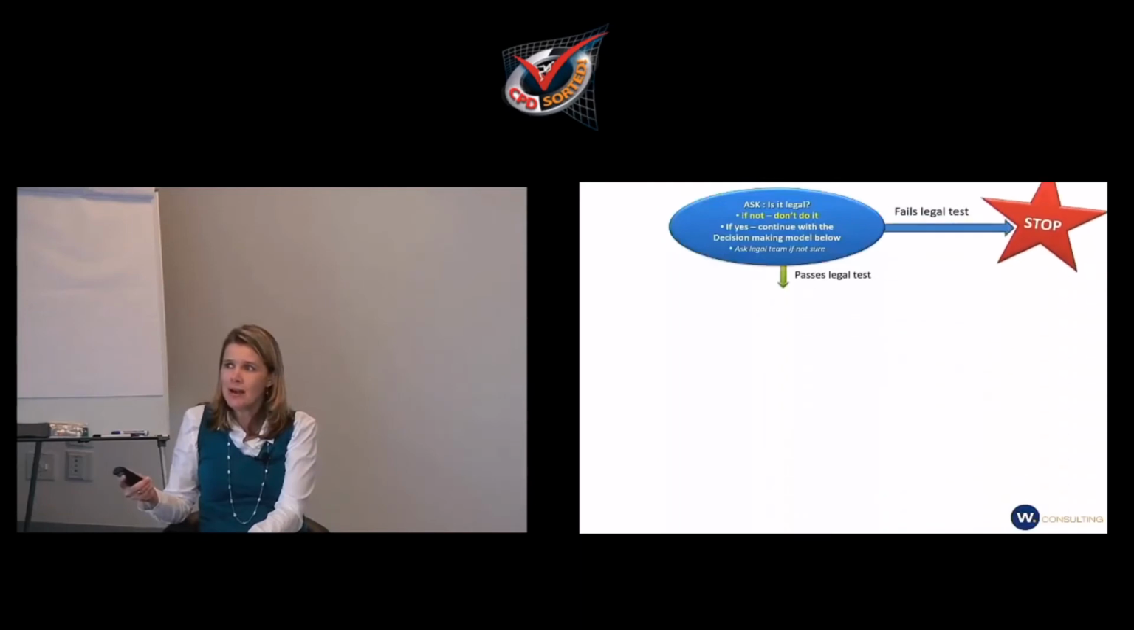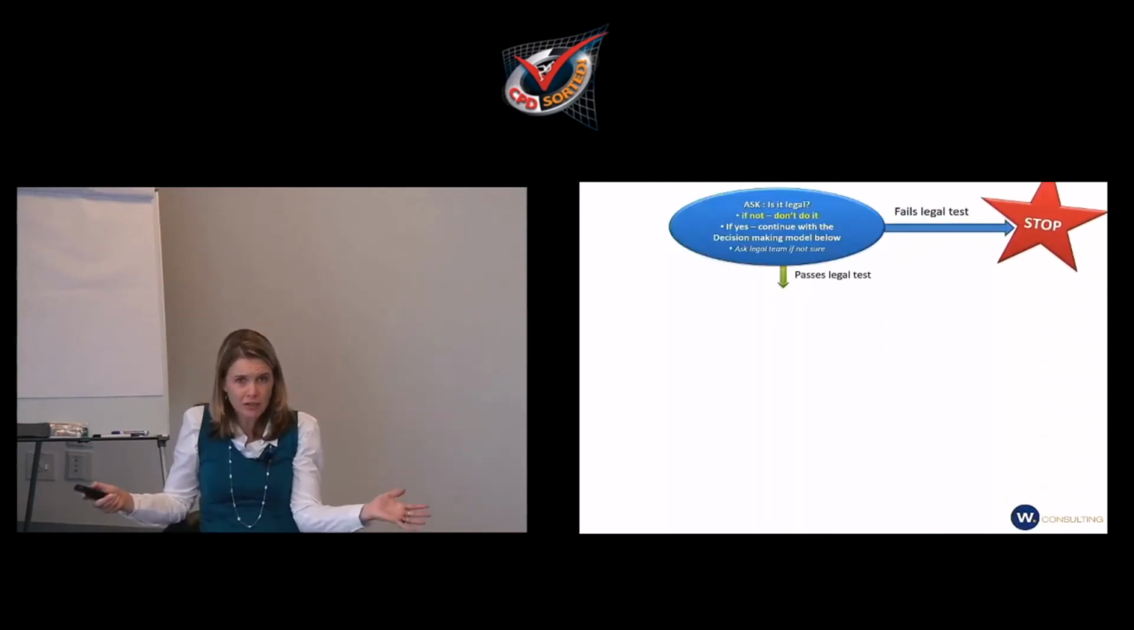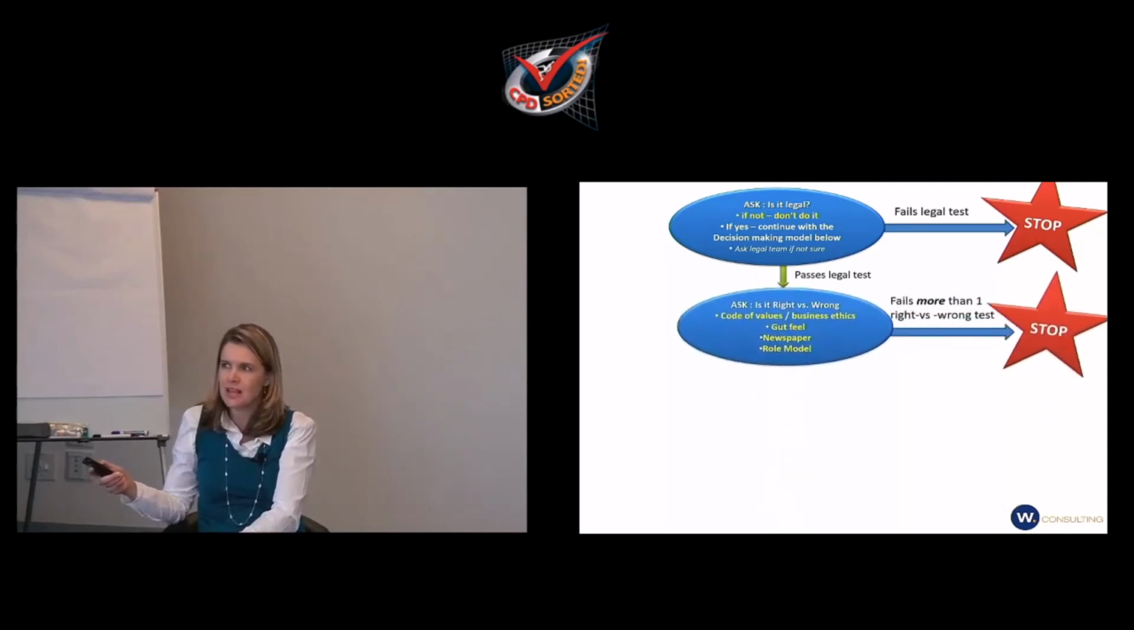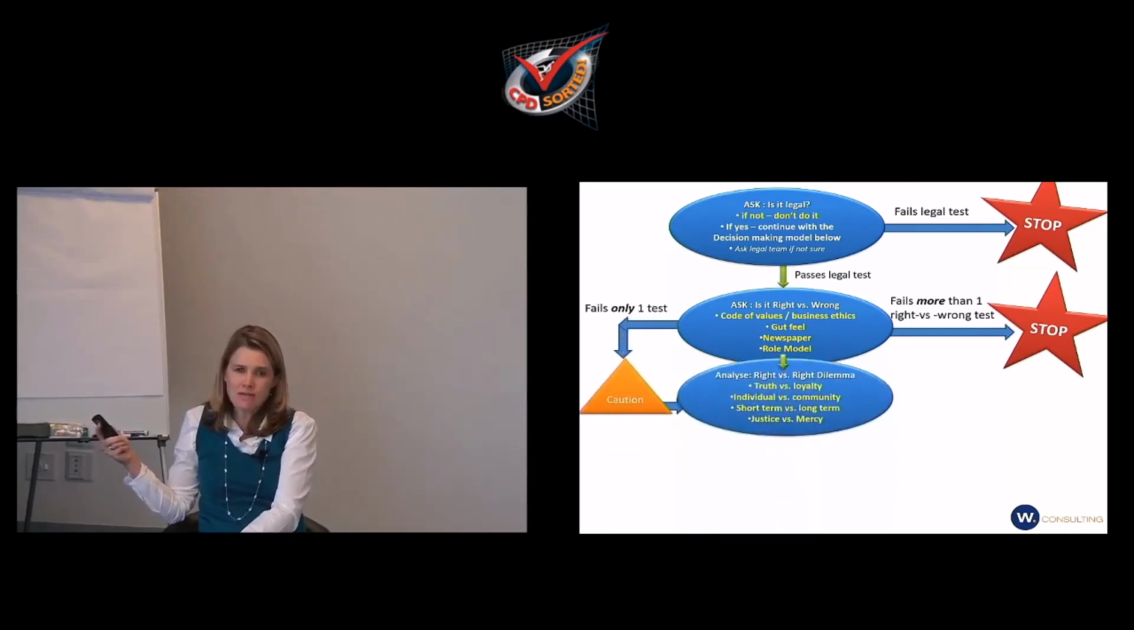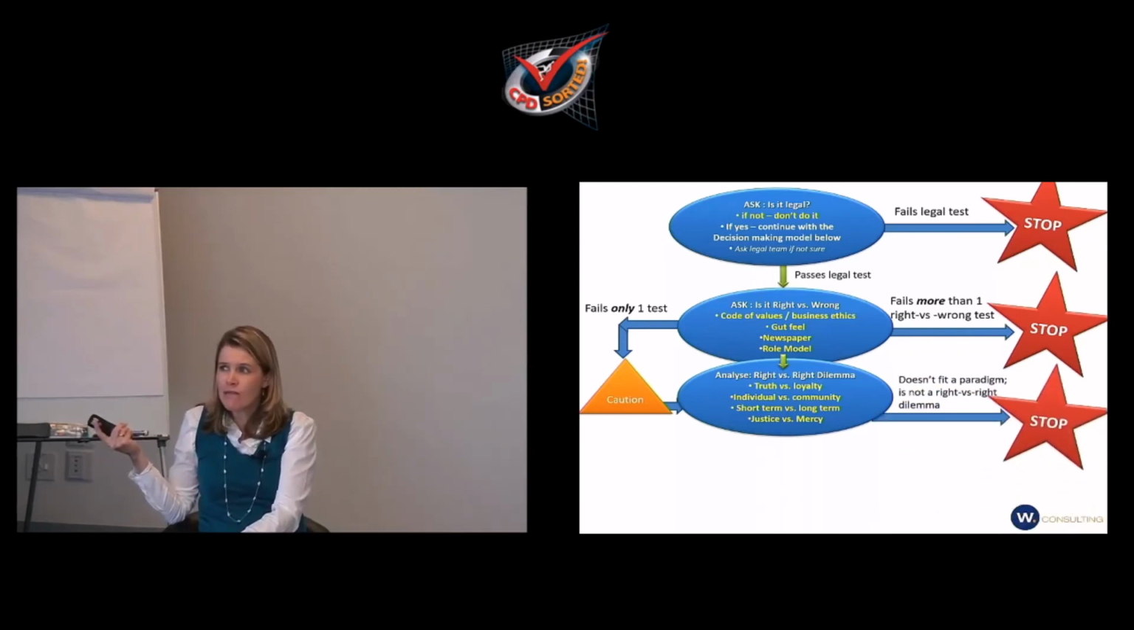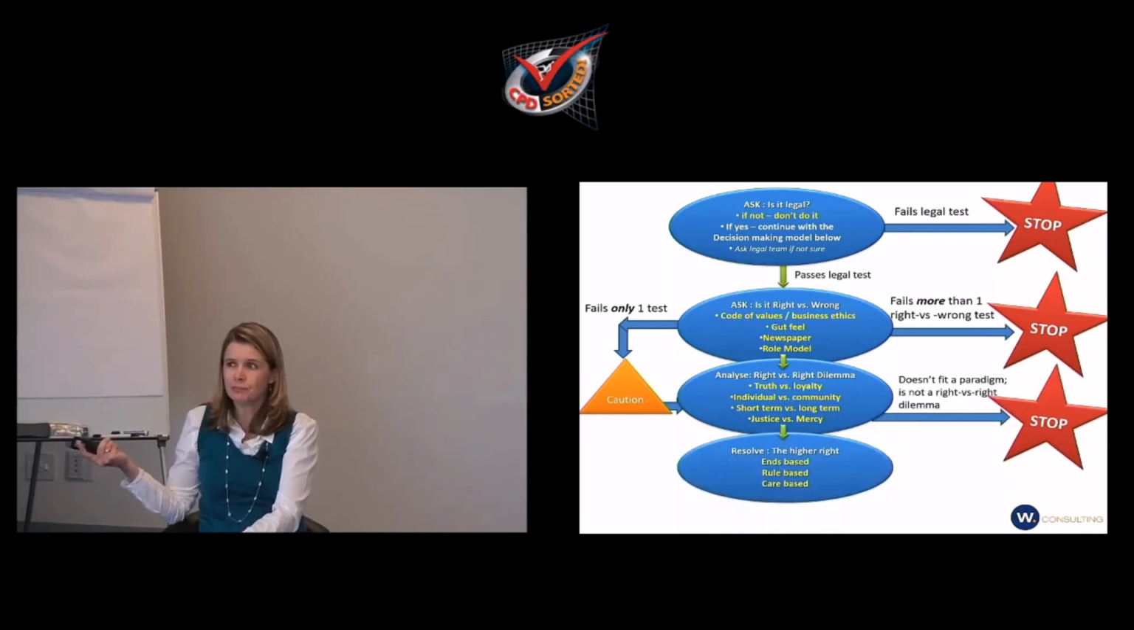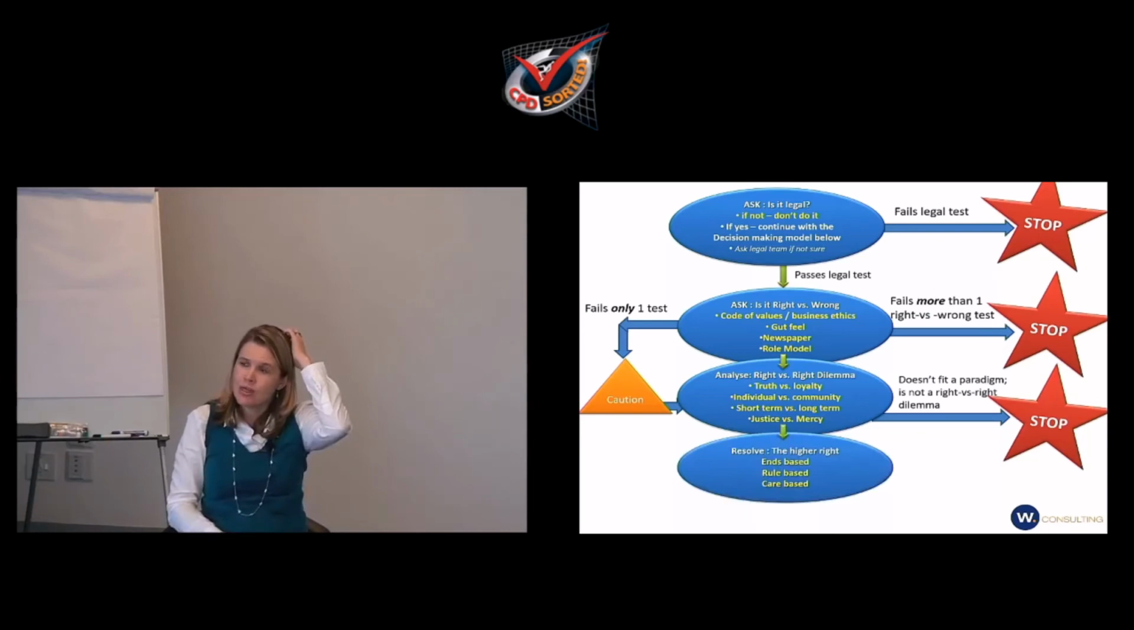Okay, so here's my decision tree. If it's not legal, you stop. End of story right there, which we said. If it is wrong versus right, you also stop there. Also, if it is against your gut feel, keeping you up at night, what would your mother say about it? What would your children say about it? However, if it only fails one of those tests, we go forward with caution, and then we look at the right versus right dilemmas. If we can't solve that, what ethical consequence are we going to apply? Otherwise, we go to the higher right of those 3 where we decide.